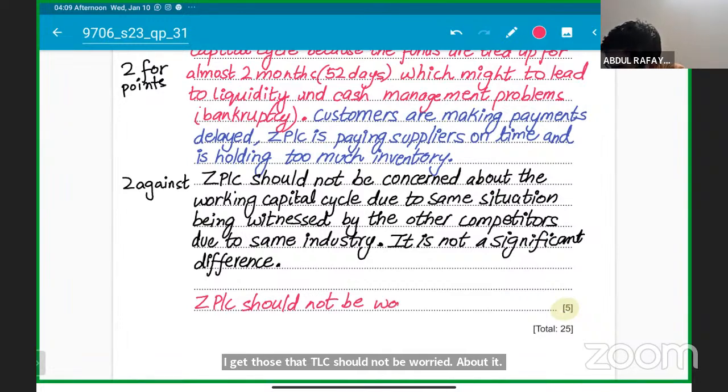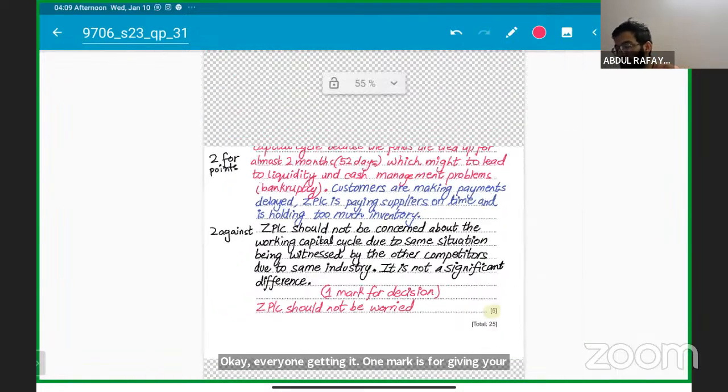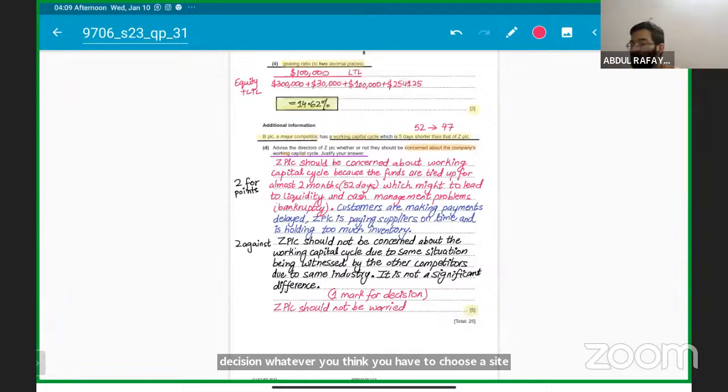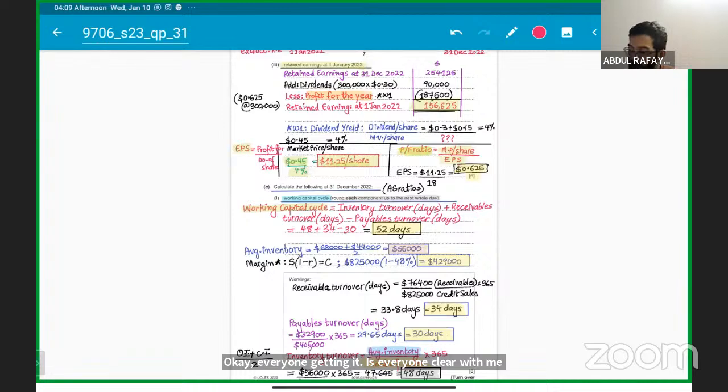So make sure you take a side by giving 1 mark for the decision. Okay, everyone getting it? 1 mark is for giving your decision. Whatever you think, you have to choose a side after writing both parts of the story. With this, this theory is done and the question is completed. Everyone getting it, guys? Clear? Any problems?